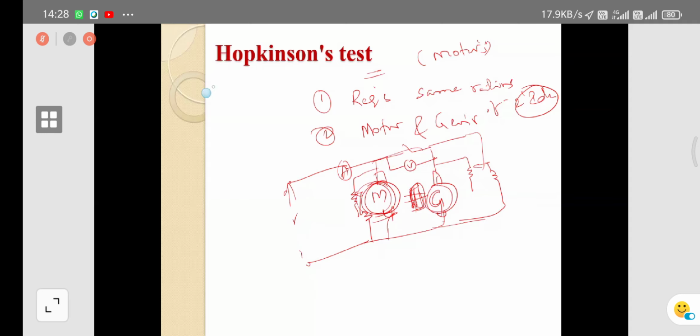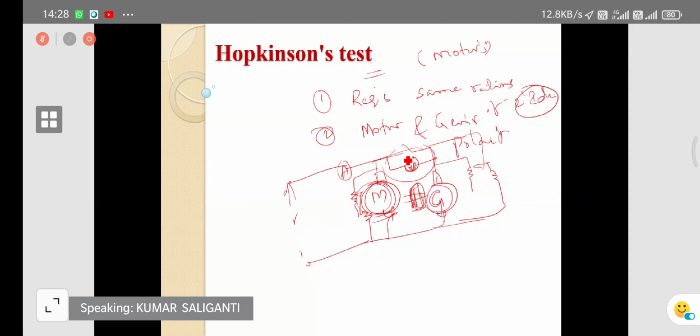So there is the voltmeter connected across the switch, which is used for the polarity test between the motor and generator.